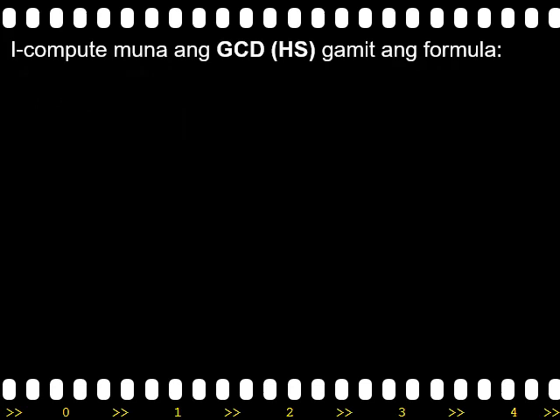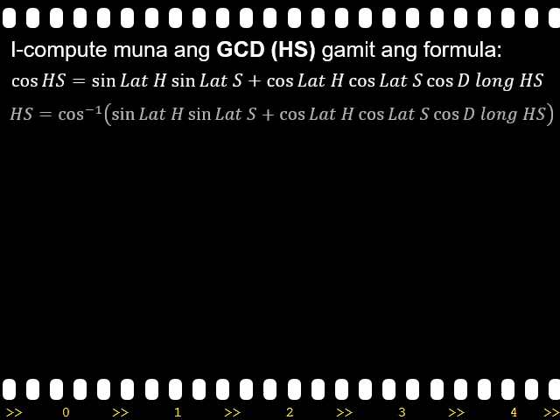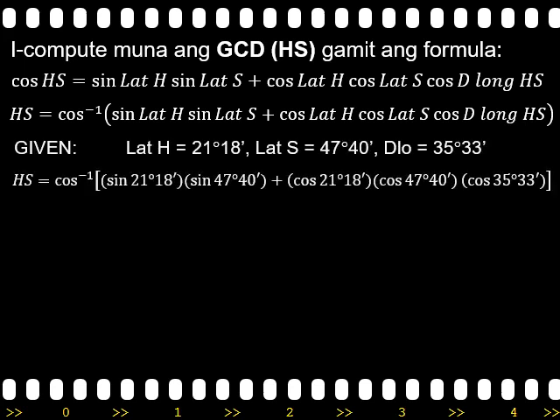Okay, here, so, i-compute muna natin yung GCD, HS. So, gamit yung ating formula. Okay, so, similar lang to dun sa ginawa natin kanina. Binago lang natin yung notation, ginawa natin HS. Okay, so kung isa-substitute natin yung values, we will be able to get the value of 38 degrees and 50 minutes. Okay, now again, very careful tayo dapat sa pag-input ng mga values sa calculator. Kasi pag nagkamali tayo, mali na yung buong sagot natin.